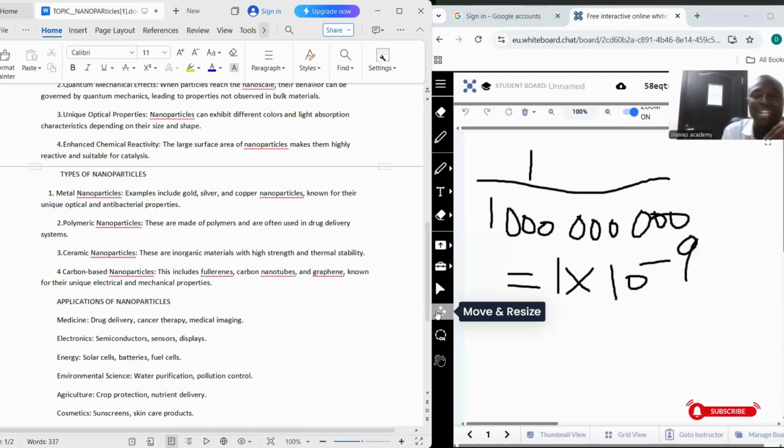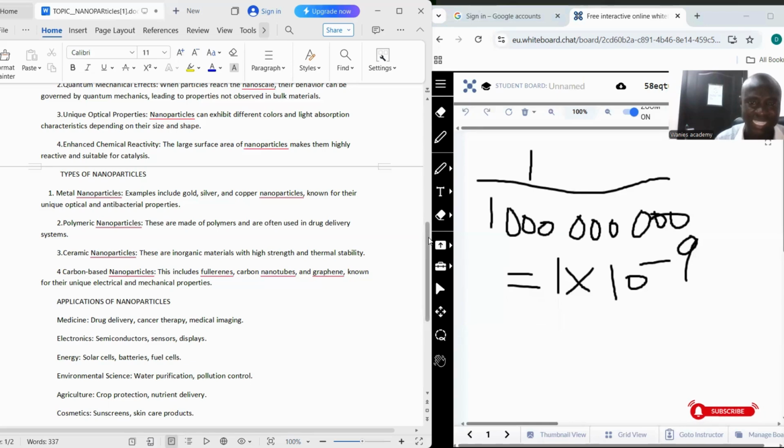Then also we have carbon-based nanoparticles, like nanotubes, graphenes, and fullerenes. Now these ones have unique electrical and mechanical properties. So I just gave you 4 typical types of nanoparticles.